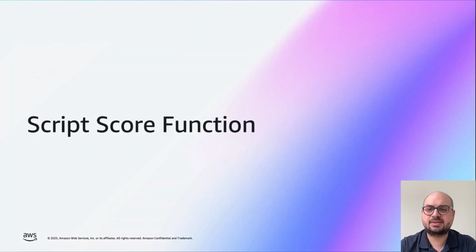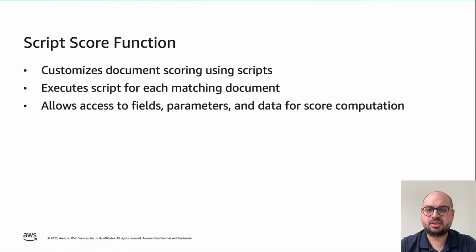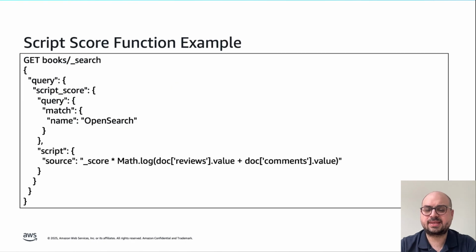Finally, I want to talk about script score function to fine-tune search relevancy. The script score function in OpenSearch allows you to customize the scoring of documents by executing a script for each document that matches a base query. This script can access the document fields, query parameters, and other data to compute a custom score. In this final example, the math.log function adds up the number of book reviews and comments, applies a logarithmic transformation, and multiplies it with the original relevancy score to increase the relevancy of documents, which have higher review and comments.